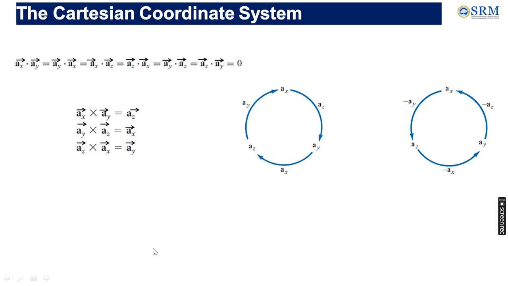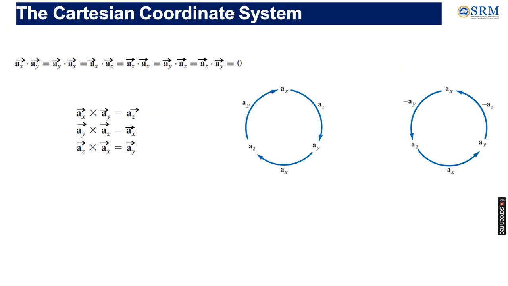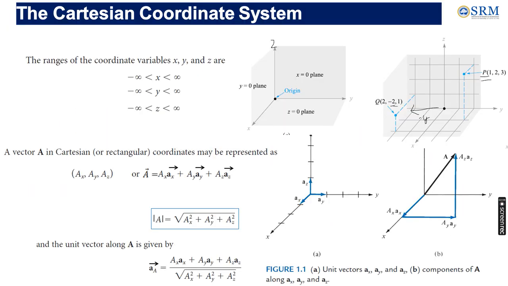Let us understand, in each coordinate system, how to write a vector and a unit vector, how the dot product and cross product happen between the unit vectors, and what the differential length, differential surface area, and differential volume are. These are the outline of this presentation.